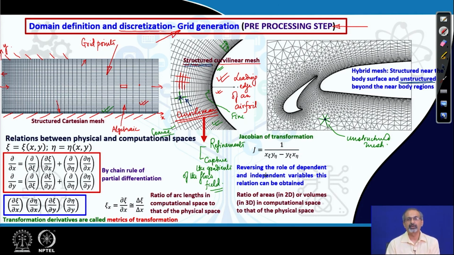As the Reynolds number increases, especially when you go into turbulent flow regimes, you will see that the small eddies become smaller and smaller as the Reynolds number increases, and therefore, you need to have a more refined mesh in such a situation.